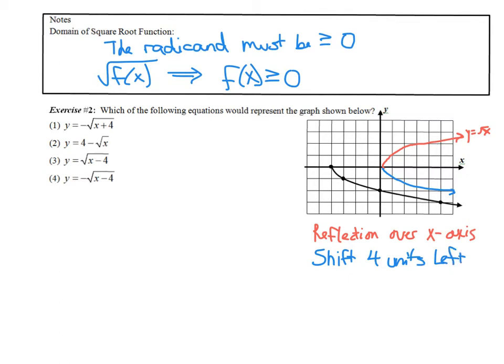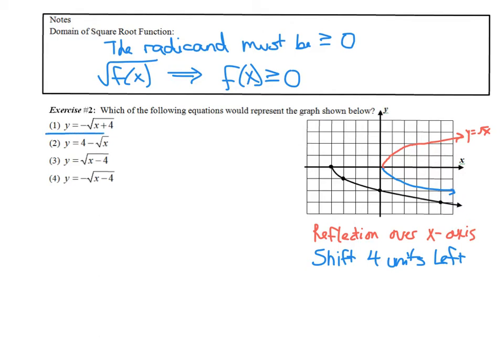Now, technically, these two transformations could be done in either order. I could shift first and then do a reflection over the x-axis. One of these transformations does not affect the answer for the other transformation in this case. So let's look for the equation that covers a reflection over the x-axis as well as a shift of 4 units to the left. Take a look at your answers and decide which one you think it is, and when you think you have the right answer, come back and you'll see if I have chosen the same one.